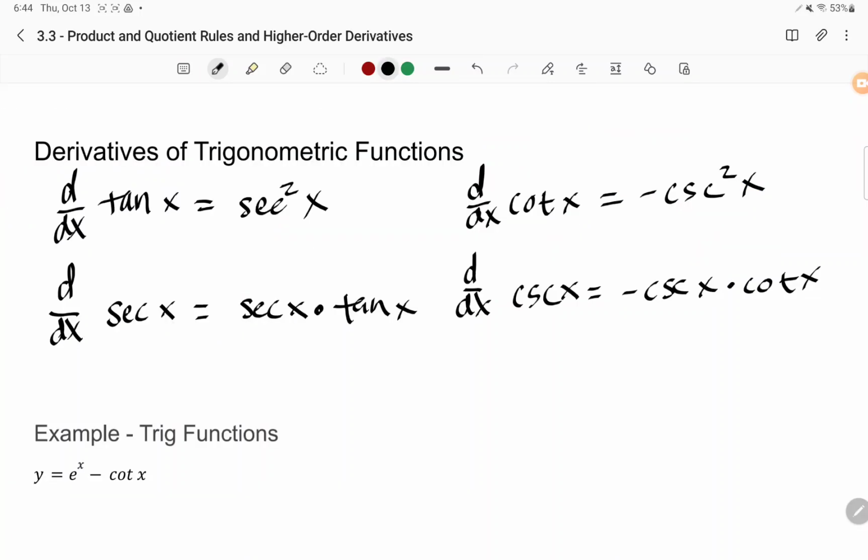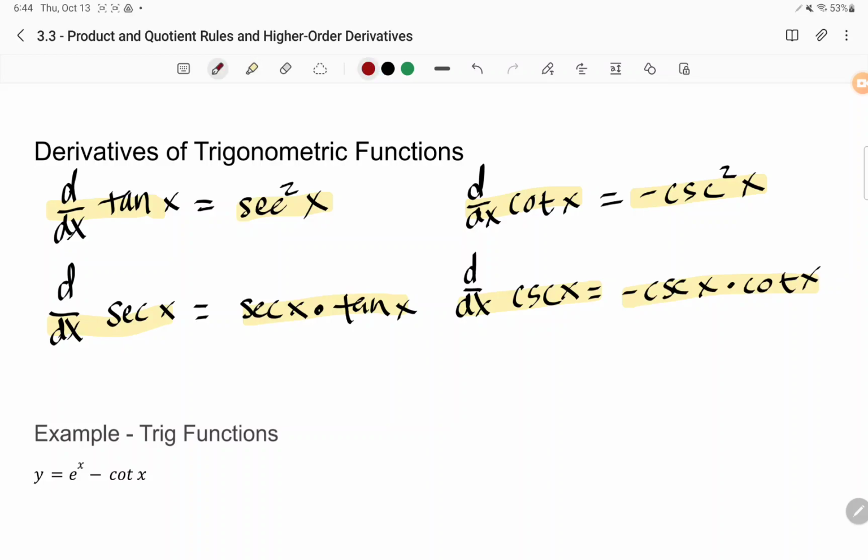Okay, so now let's take a look at the derivatives of trigonometric functions here. The derivative of tangent is secant squared. Derivative of secant is secant tangent. Derivative of cotangent is negative cosecant squared. Derivative of cosecant is negative cosecant cotangent. Now, all of these, you can find all of these by thinking of sine and cosine, quotient, product rule.